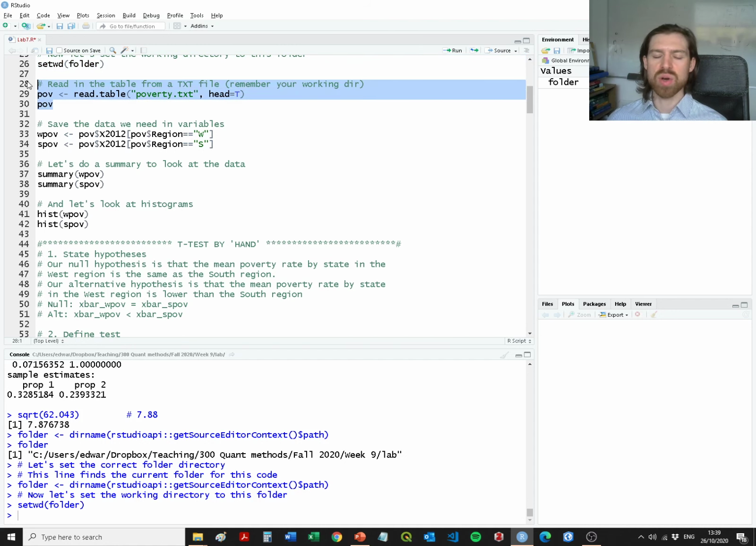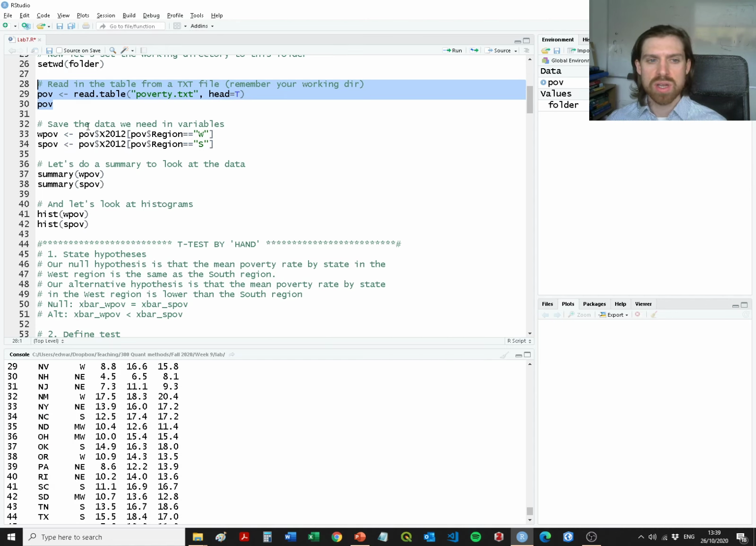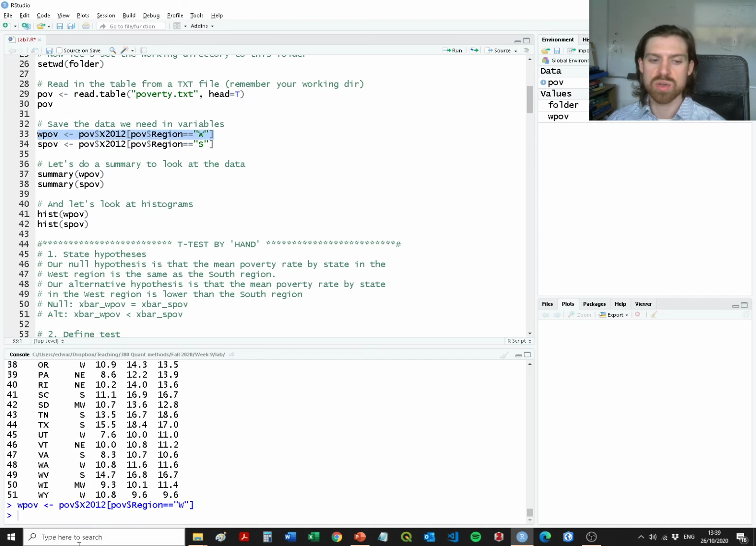So let's load in the data now, and I've given you a text file, and within that text file you've got poverty data for all of the states for three different sample periods. And essentially what we're able to do is subset out those rows that are equal to specific conditions that we give them. Okay, so what I'm doing here is I'm saying go into the poverty data, go into the year 2012, and if the region is equal to W for West, then subset it into West poverty.